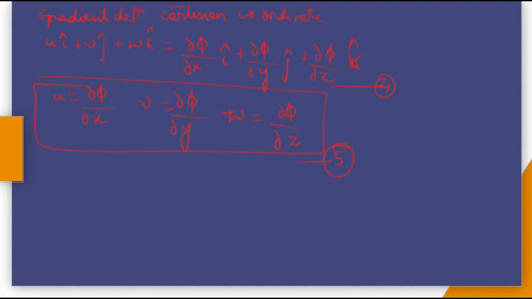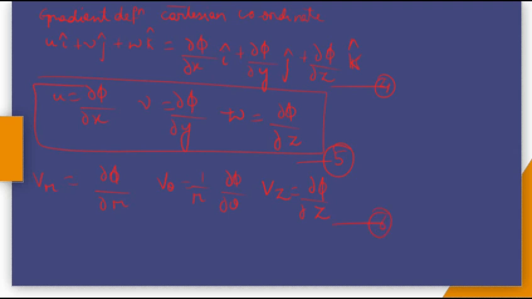Similarly, if we have to write for cylindrical coordinates, what will be our equations for the velocity terms? We will have Vr as dou phi by dou r, V theta would be 1 by r dou phi by dou theta, and Vz would be dou phi by dou z.